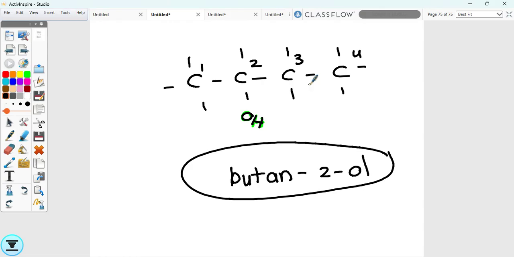So I cannot move it. So what we did was move it to the left. So it was here. If I move it to the left, it's still butan-2-ol. Where must I move it? I must move it to the right. So if I take it away from here and it now sits there, what is the name going to become now?